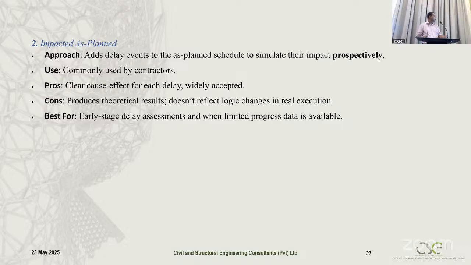This one is more commonly used by contractors because it is dynamic. The main advantage is that we can clearly identify cause and effect for each delay, and this is a mostly accepted method. The disadvantage is that it is theoretical, because as I explained in the prospective analysis method, we are mostly moving with assumptions. This is best used for early stage delay assessment and when limited progress data is available. Because in the project's early stages we don't have any future data, so we can move forward with impacted as-planned.